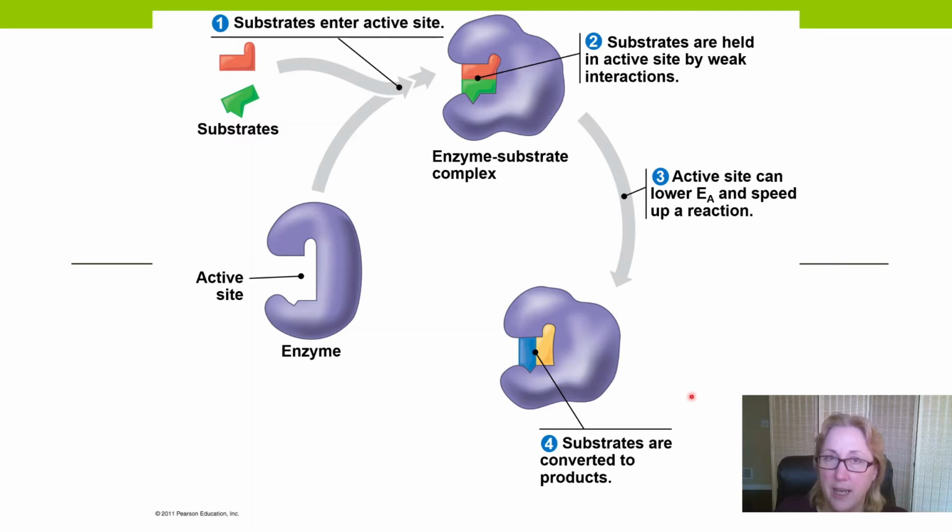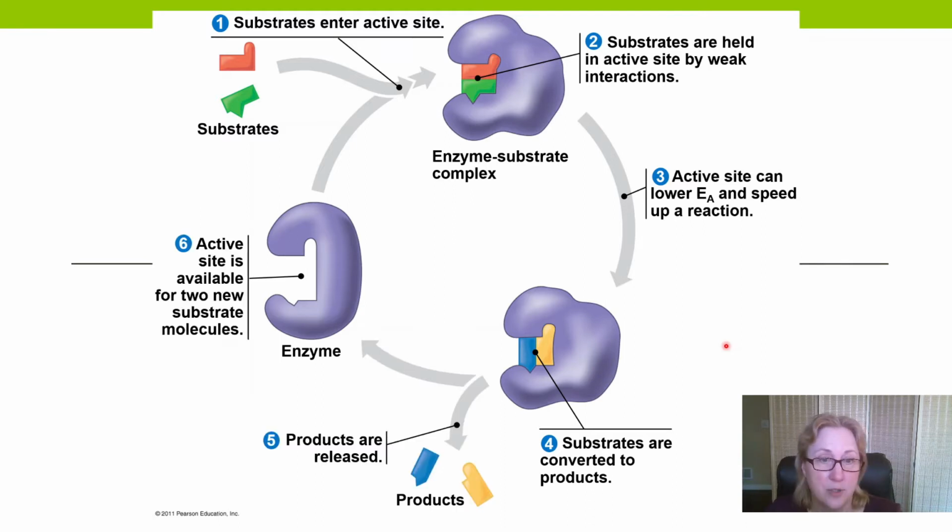If it's an endergonic reaction, then there's going to have to be multiple steps where ATP is going to be added to the reaction to make the reaction occur, to turn it into a spontaneous reaction. So where our substrate binds, that is called the active site.